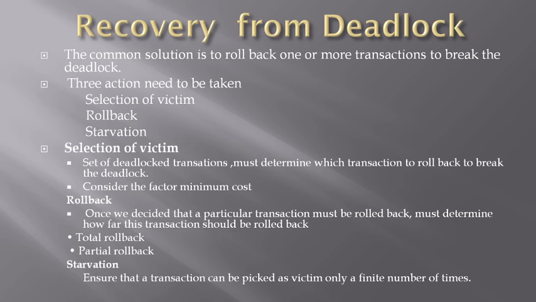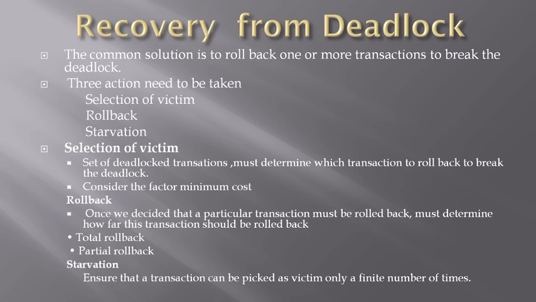So consider the factor: minimum cost. If you roll back more than one transaction, it creates more cost, and all those transactions must be executed again in the database. So here we make one transaction execute the rollback. So that is the selection of victim.